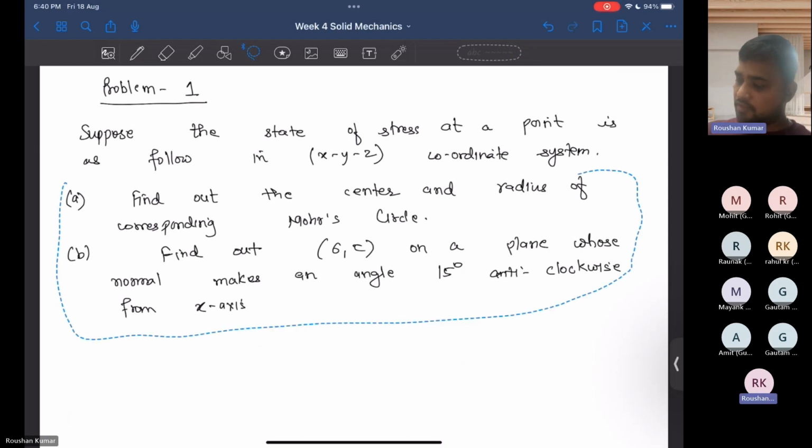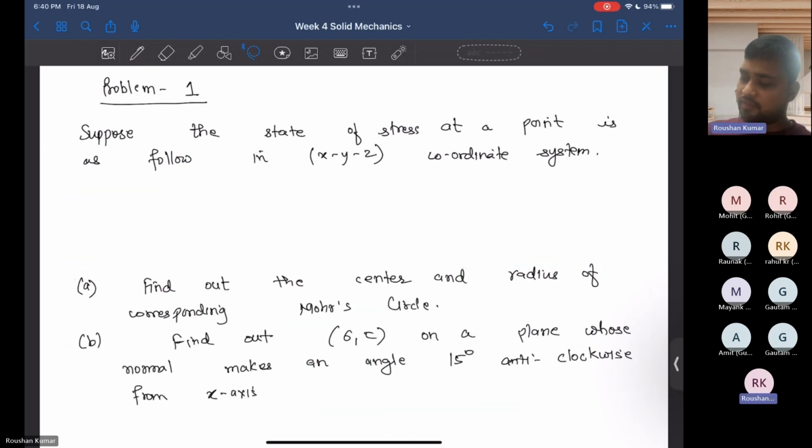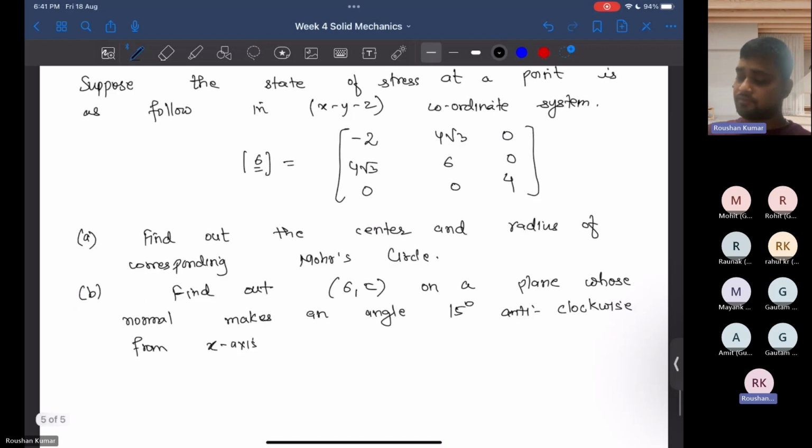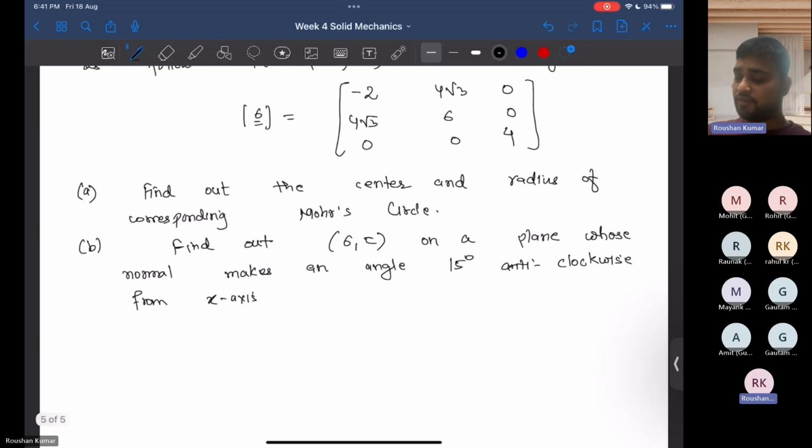Sorry, I missed out the stress tensor, that is the stress matrix. I forgot to write it here, so I will write the stress matrix now: sigma is equal to [-2, 4 root 3, 0; 4 root 3, 6, 0; 0, 0, 4]. Based on this stress matrix we have to find out the center and the radius of the Mohr circle, then find out the normal and the shear stress on a plane whose normal makes an angle of 15° anti-clockwise from the x-axis.